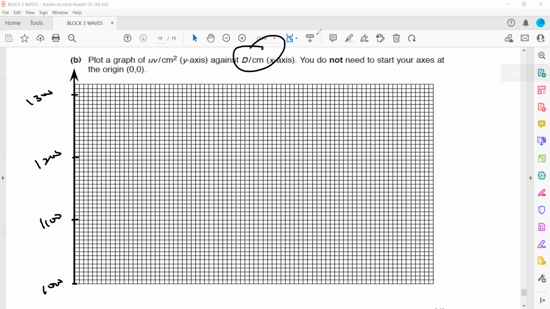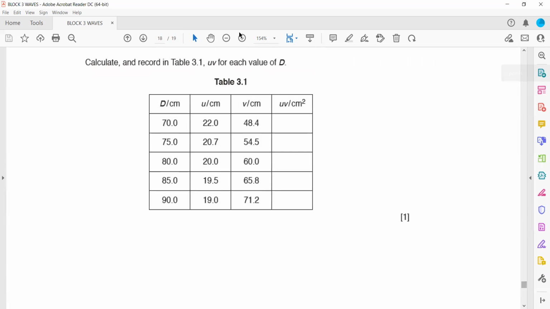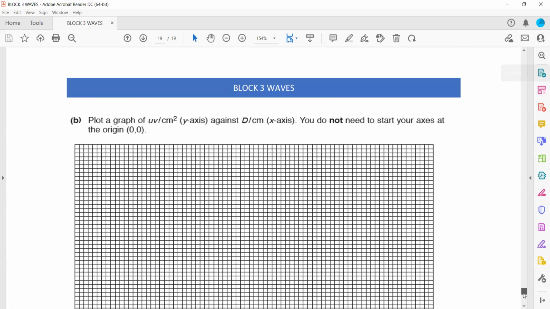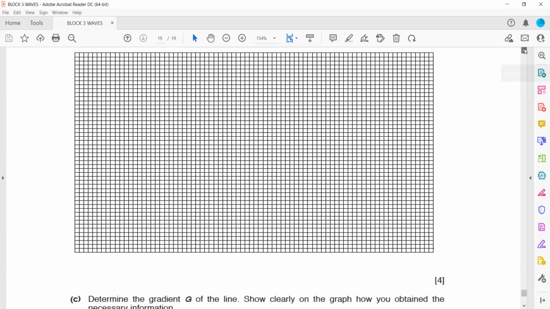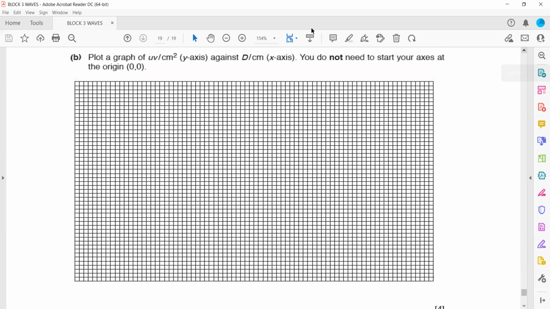And what about the value of the D? The smallest value is 70 and the highest is 90. And we don't have to start the graph from the origin. So on X axis, we'll have D. On Y axis, we have U into V. So we don't have to start the axis from origin.